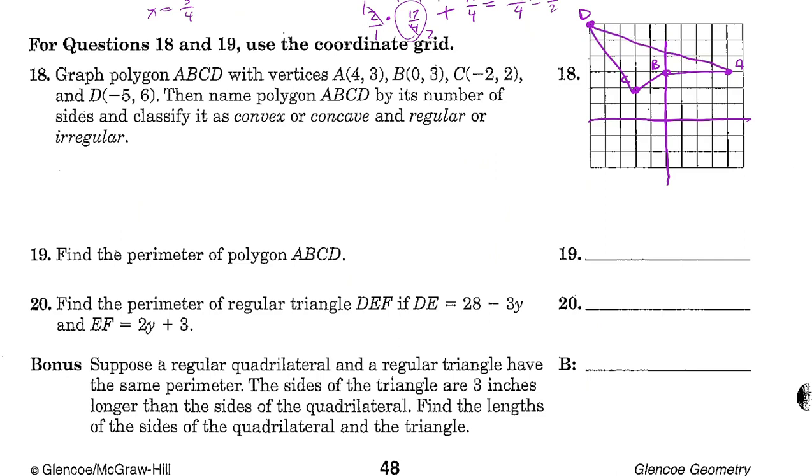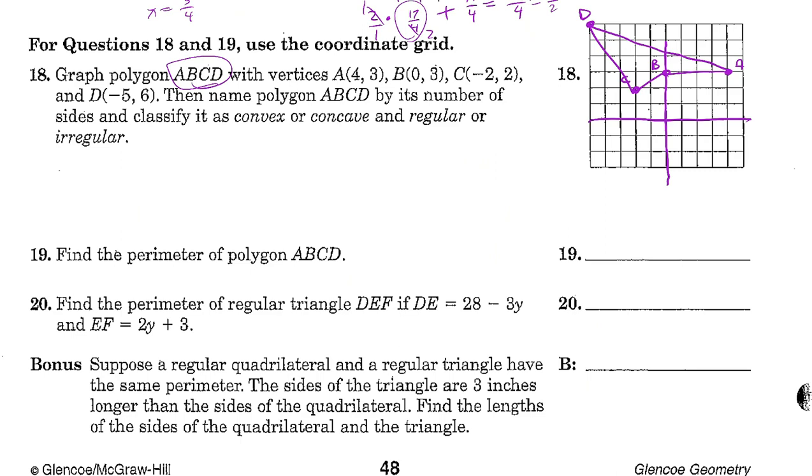A, B, C, D. It told us in order what way to connect it, so you have to go in that order. Okay, so 0, 3, negative 2, 2, 4, 3. I was just double checking everything's right. Then name polygon ABCD by its number of sides and classify it as, okay.